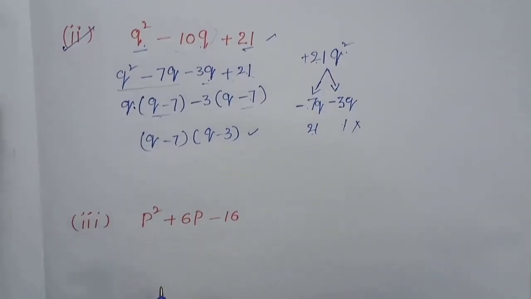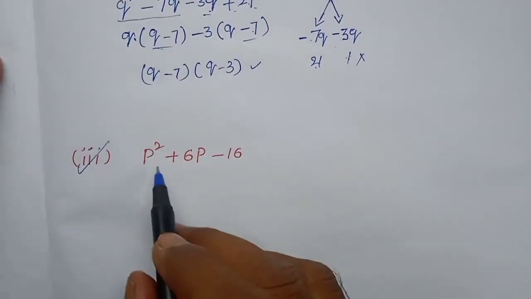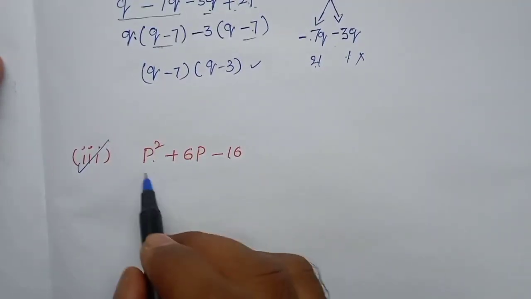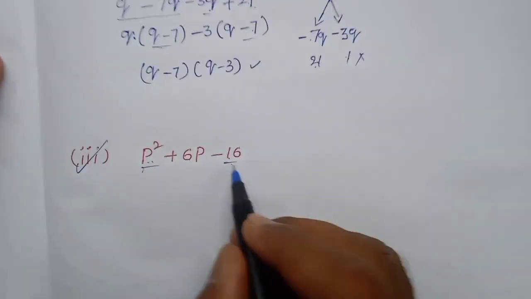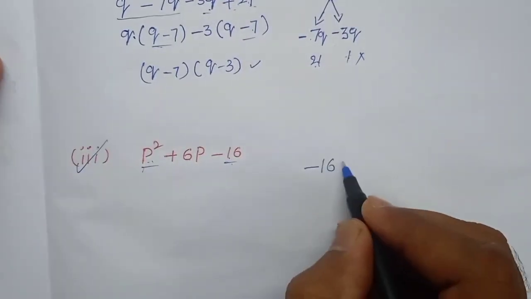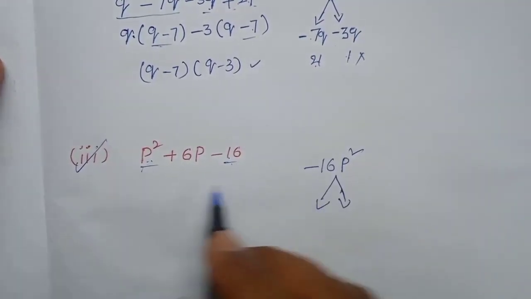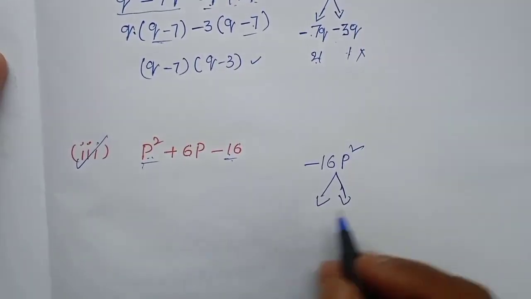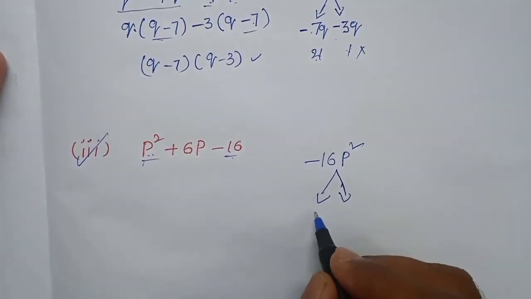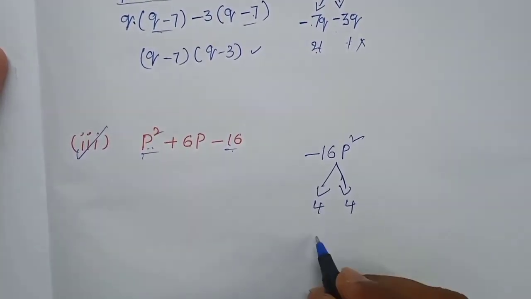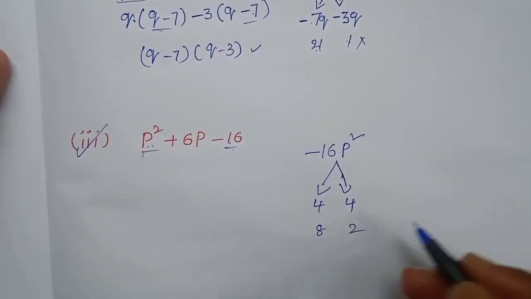Now move on to question number 3 here. See, p square minus 6p minus 16. See the product of p square and minus 16, it is minus 16p square. So product వచ్చేసి మనకు minus 16 కావాలి, and the sum should be 6p. See, 16 మనం ఎన్ని వేస్లో రాయొచ్చు? 4 4s are 16 and 8 2s are 16.